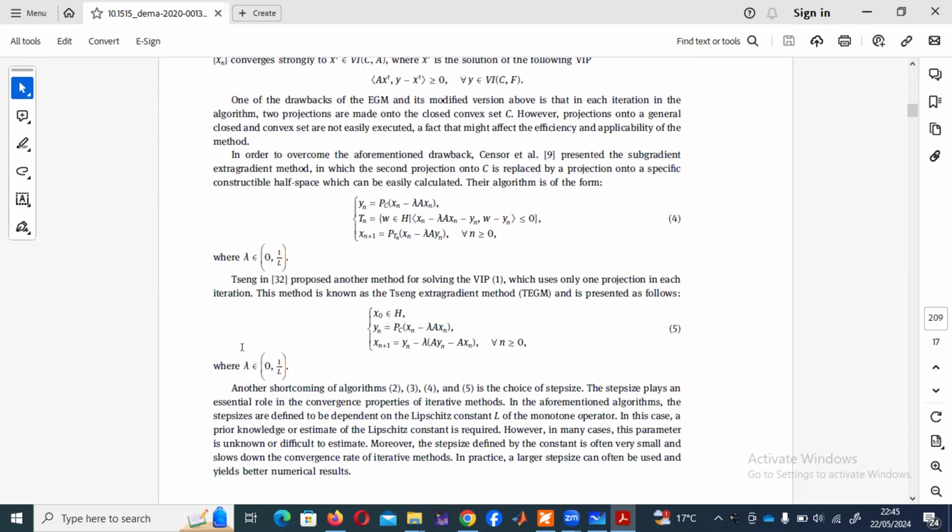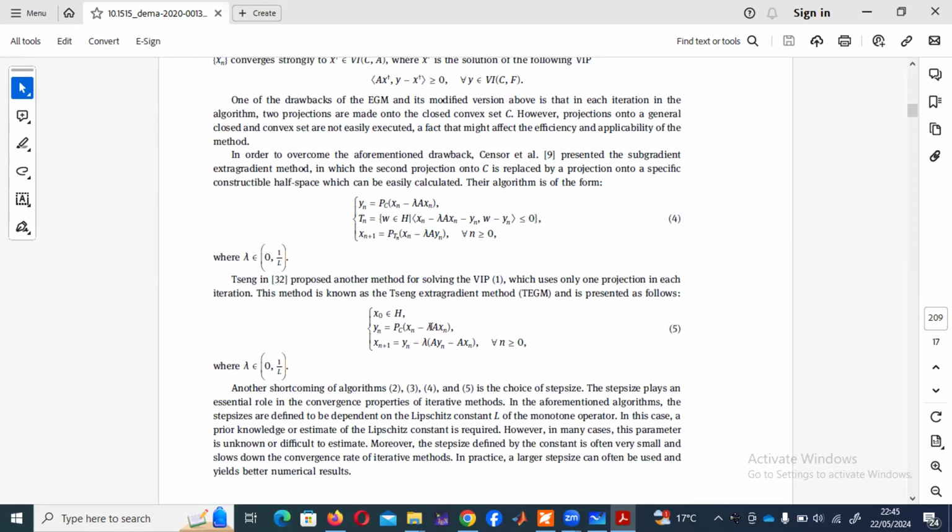And if you come to the subgradient extra gradient method, the step length as well, which controls the associated operator A, is also dependent on the fact that the interval includes 0, so we say it is dependent on the Lipschitz constant of the operator A. That's why they say another shortcoming of algorithms 2, 3, 4, and 5 is the choice of step size. That choice being selected in this interval means the execution of the method depends on knowing the Lipschitz condition of the operator.